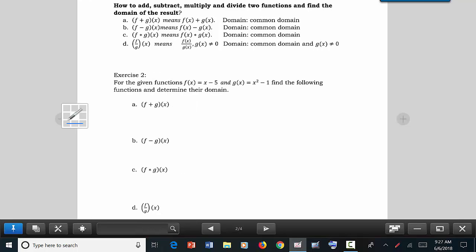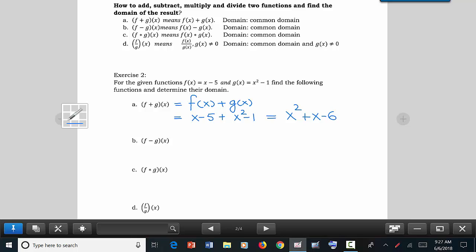Now on exercise number 2, basically we should understand the meaning of this notation. The meaning of this notation is simply add f of x and g of x. So f of x is x minus 5, and g of x is x squared minus 1. If there are like terms, we always combine. x squared plus x, minus 5 minus 1 is negative 6. So that's the final answer.